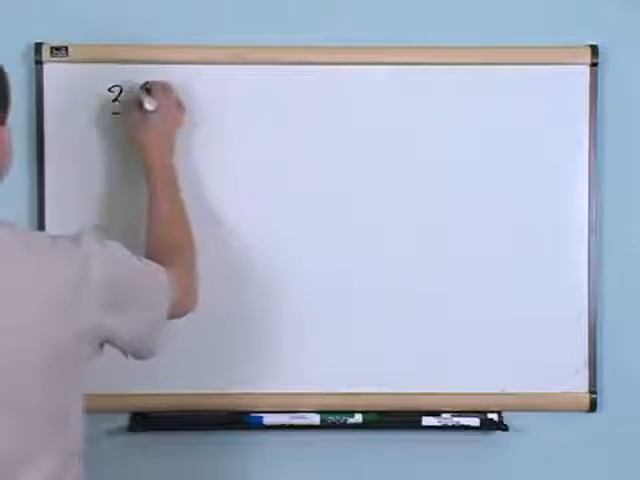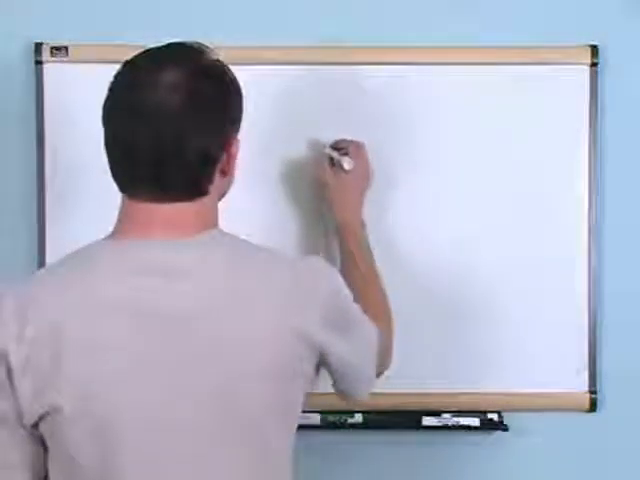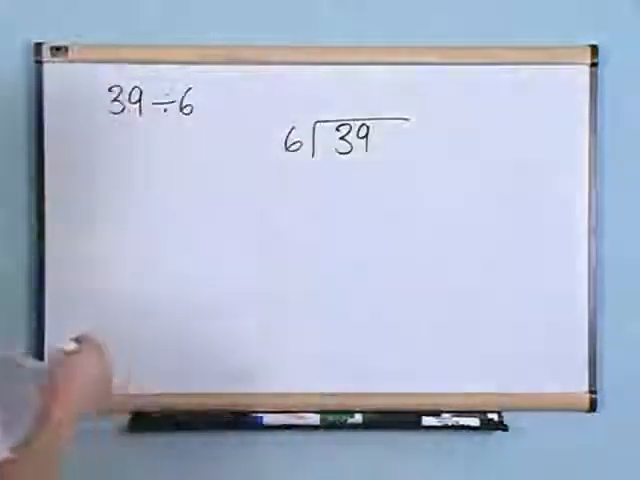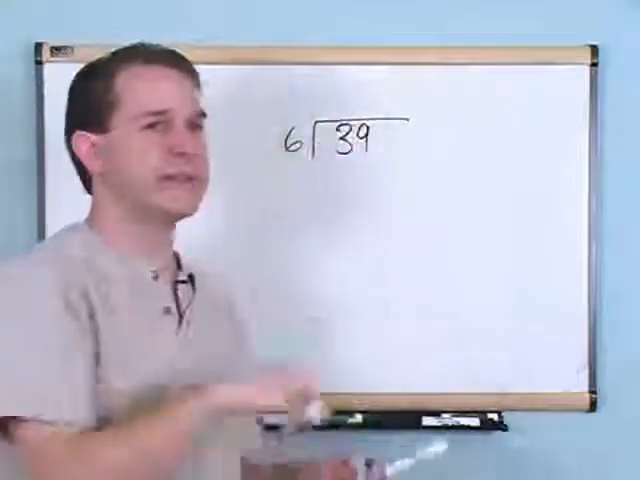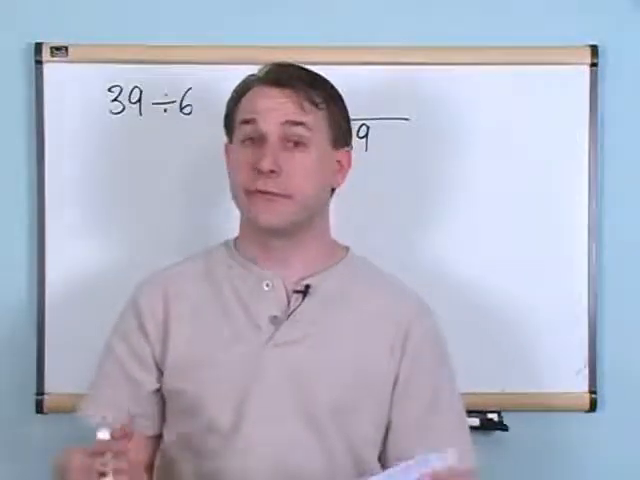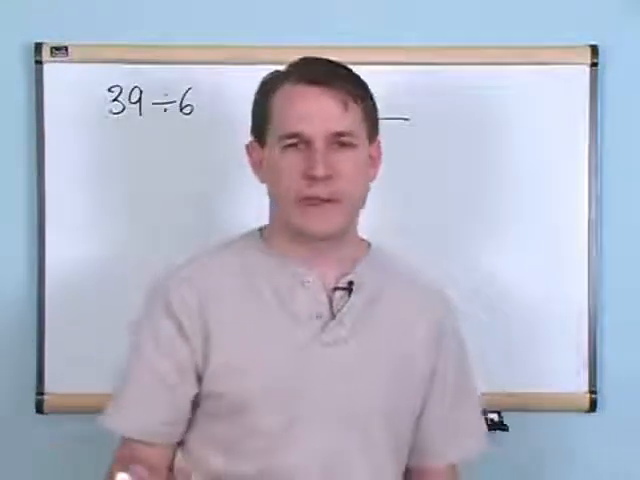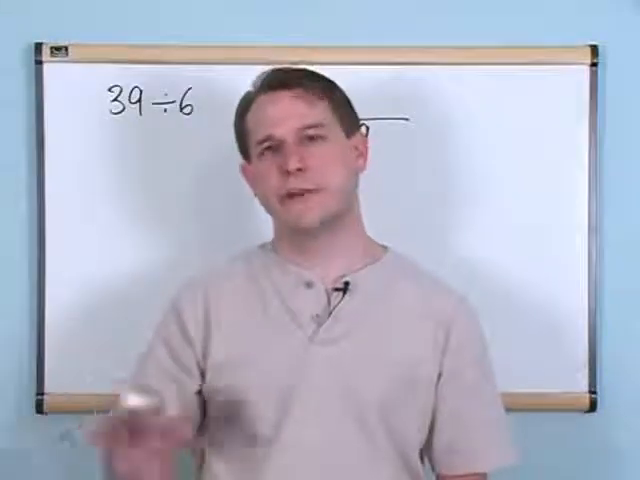So let's say you had something like 39 divided by 6. What you would do first is you'd have the 39 underneath the house, and you'd have the 6 over here. So 6 times what is going to give you 39? If there's a number that'll do that, then that's going to be the answer. And if not, then you just pick the best number you can so that you get right under 39 there. So let's just pick some numbers here.